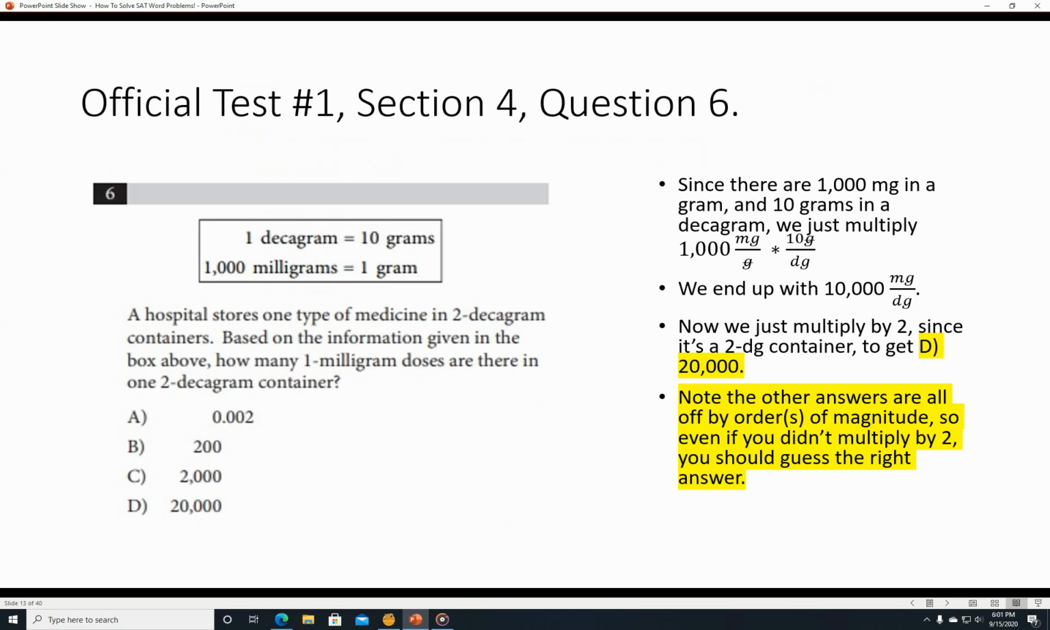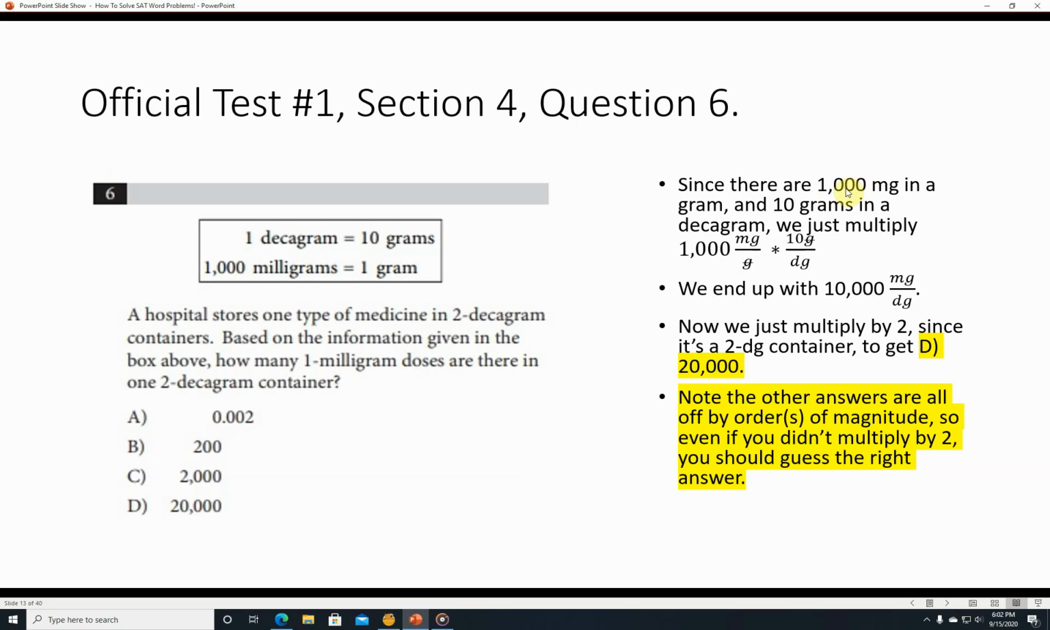Official test number 1, section 4, question 6. All right, we have 1 decagram is equal to 10 grams, and 1,000 milligrams is equal to 1 gram. A hospital stores one type of medicine in 2 decagram containers. Based on the information given in the box above, how many 1 milligram doses are there in one 2 decagram container? Well, the first thing we could do is convert milligrams to decagrams.